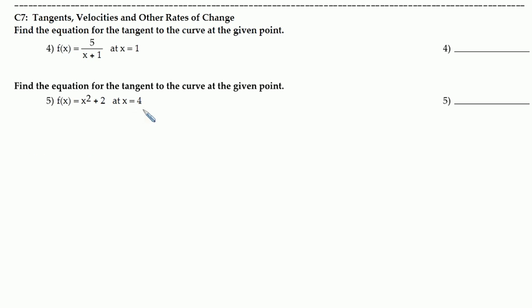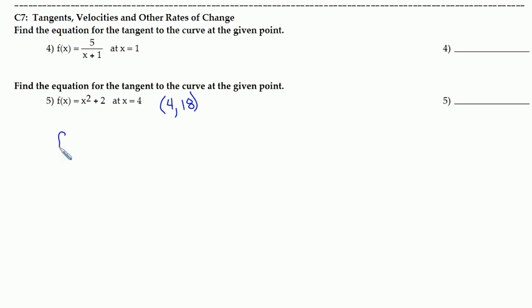Alright, to do number 5, I'm going to need the point value. So when x is 4, I'll plug that in. 4 squared is 16 plus 2 is 18. The y value is 18. And we're looking for the equation of the tangent.